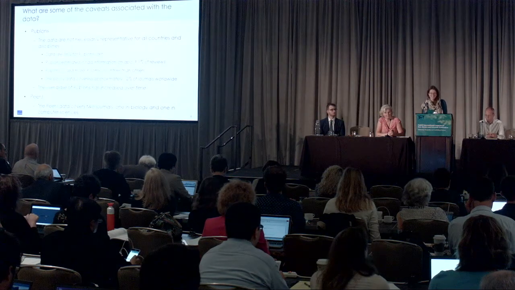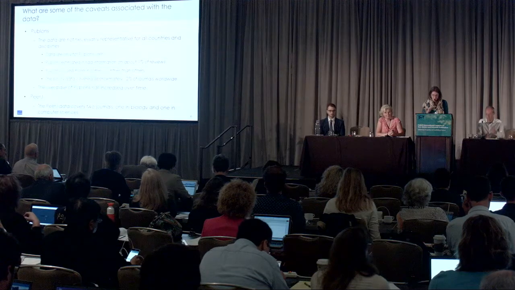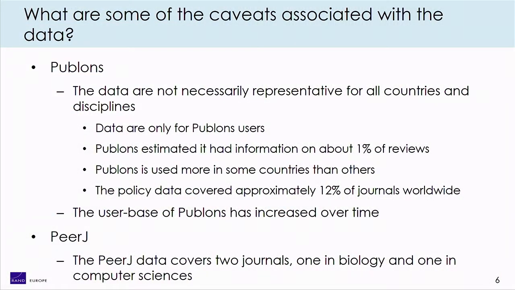So before I get into the data in detail, I want to just list a number of important caveats when interpreting the results. So starting with the Publons data, it's important to note that data aren't necessarily representative for all countries, disciplines, open peer reviews. By definition, the data are for users of Publons, who are probably not representative of all peer reviewers. Publons estimated at the time that we took this data that they had about 1% of the reviews done globally, which is a small percentage, but still quite a large number.